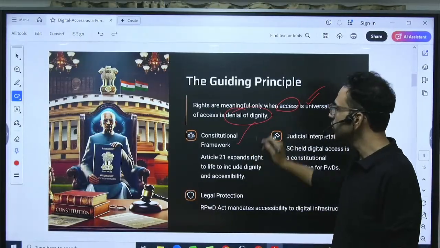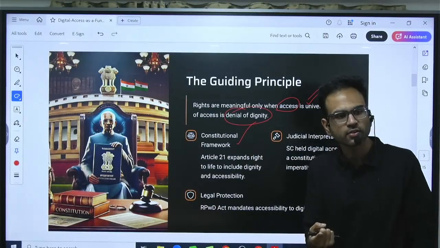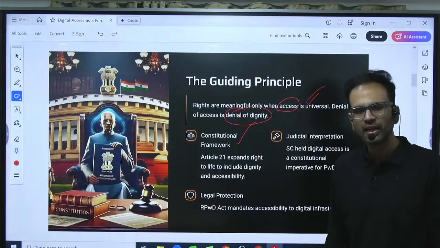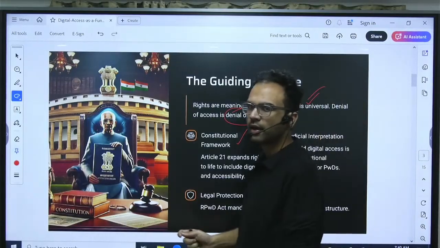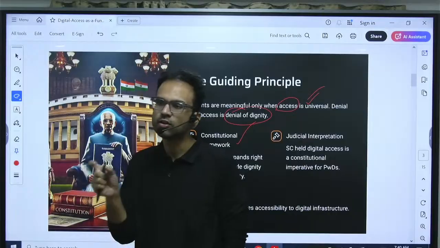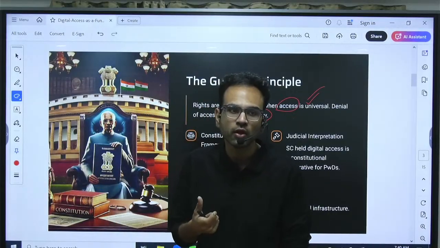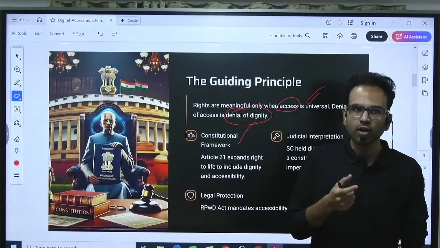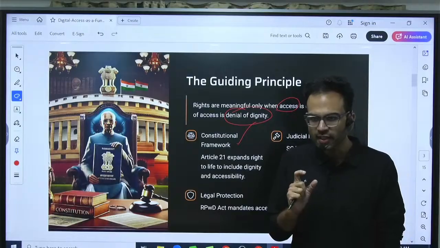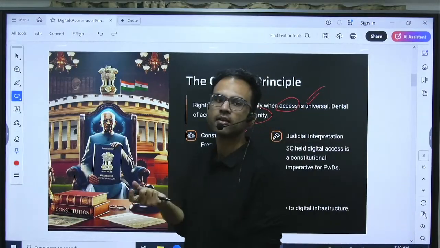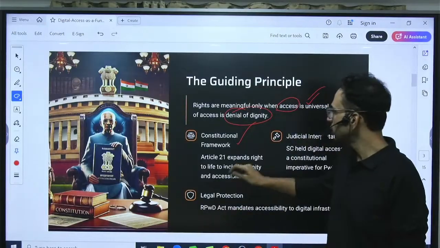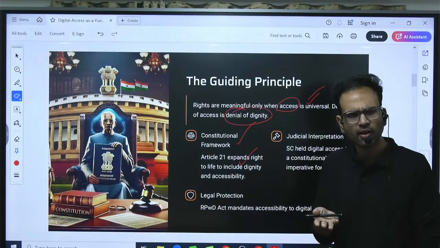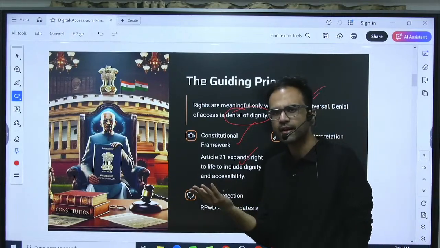Now, what is the constitutional framework? When you're writing your answers, it's important to quote articles, because just principles are not enough. Those need to be placed within the context of the Indian Constitution as proof that you are well read and you understand the logic. That logical argument is what sets your answers apart. Article 21 expands the right to life to include dignity and accessibility. Understood? That's what we have been discussing, the golden triangle part.